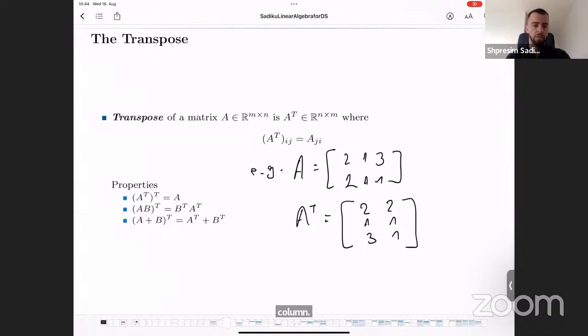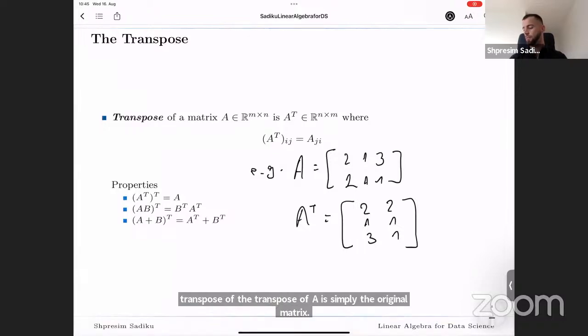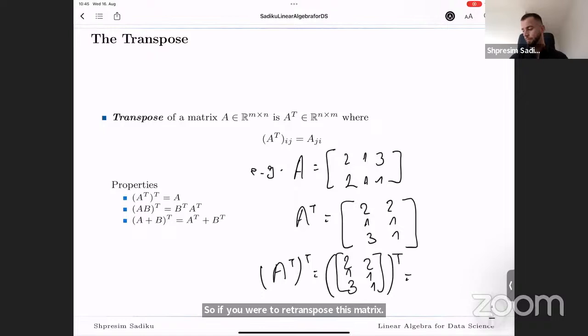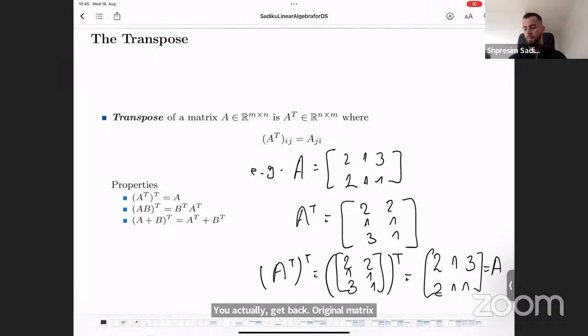And some properties of the transpose: the transpose of the transpose of A is simply the original matrix. So if you were to retranspose this matrix, you simply get back the original matrix. Another property is that the transpose of the product of matrices A and B is the product of the transpose of B times the transpose of A. And the third property is that the transpose of the sum of A and B is simply the sum of the transpose of A and the transpose of B.